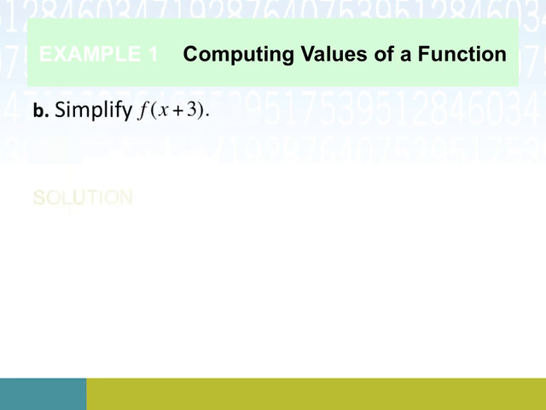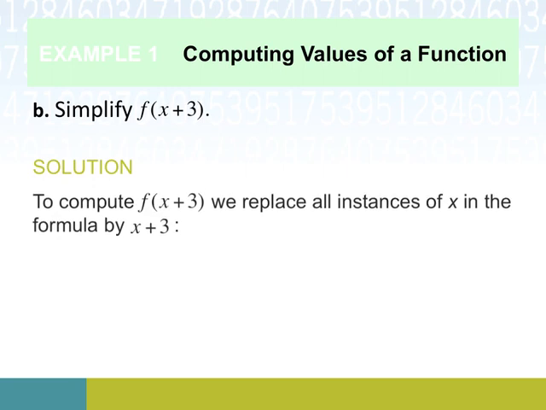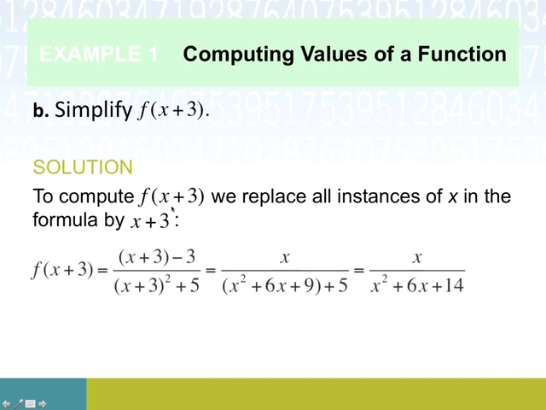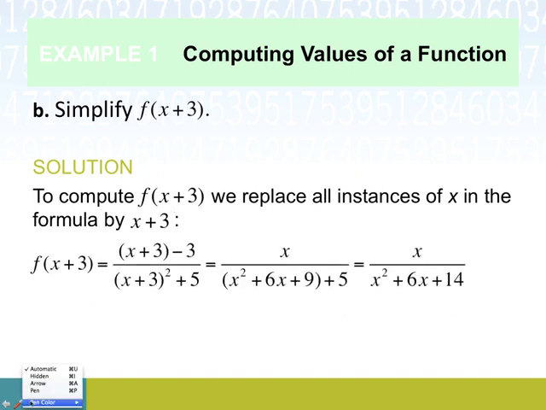Part B, same motivation, but the expression is more complicated. So instead of just 5 for input, now we have this entire thing, x plus 3. And whenever we've got a more complicated expression like this, there's probably going to be parentheses involved, but the motivation is the same. We take our original function, we replace the input with this new thing, x plus 3. Again, just for emphasis, the parentheses are necessary because however x, our original input, gets treated, so should x plus 3.